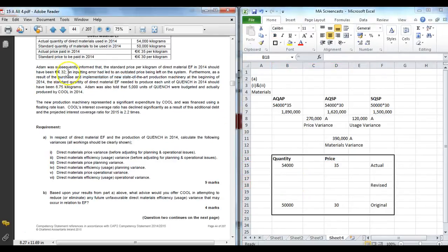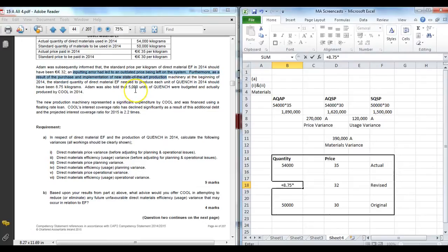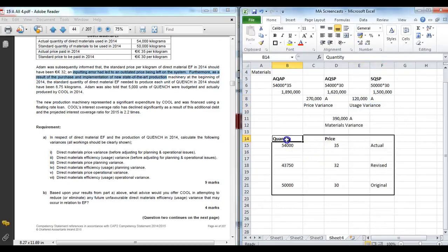So revised here, we're told the revised price should have been 32. So actually the original standard of 30 was too harsh. They know it should have been 32. It was actually an inputting error, and you're told that in the question. For the revised quantity, we're not given the total amount of kilograms directly, but we are told it should have been 8.75 times 5,000 units. So therefore, we should have been working off a quantity standard of 43,000, not 50,000. That will have implications in terms of how we interpret the usage variance that we have. So that's your first step, lay out the table like that.